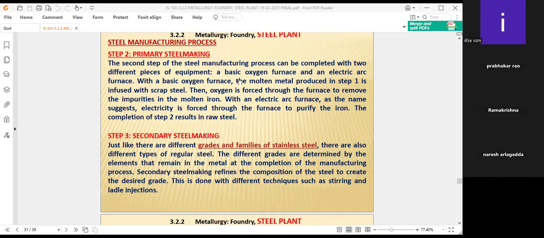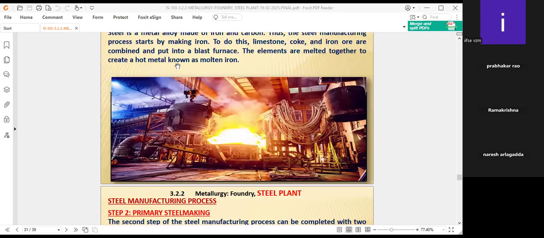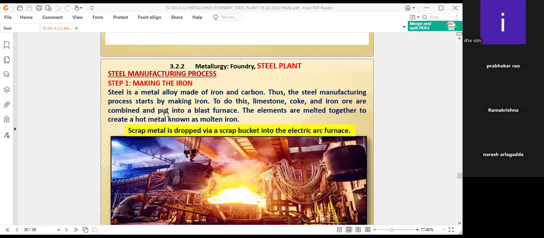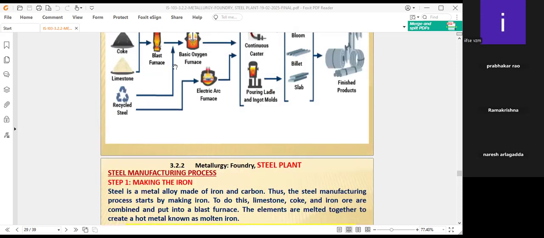With the basic oxygen furnace, the molten metal produced in step 1 is infused with scrap metal. That means it is melted again in the basic oxygen furnace. After the molten form, it will come into the basic oxygen furnace, and at that time the recycled steel will also be added here.